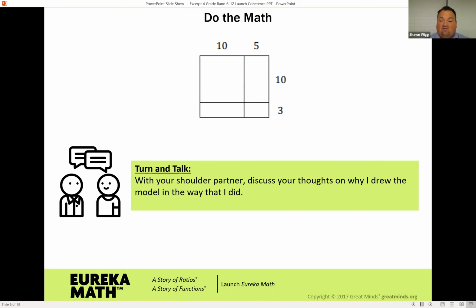Okay, so now we're done. Let's come back together. I heard a few things going around a little bit. Anyone have any thoughts to share? Let's do a share out here. Why do you think I drew the model the way that I did? Good. And maybe. Not going to give you the answer. There's no right or wrong one. How about over here? Anybody?